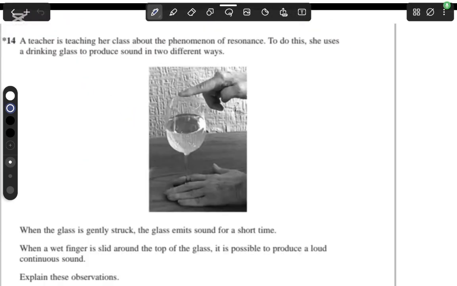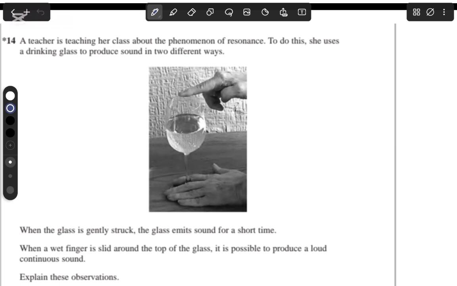A teacher is teaching her class about the phenomenon of resonance. To do this, she uses a drinking glass to produce sound in 2 different ways. When the glass is gently struck, the glass emits sound for a short time. When a wet finger is slid around the top of the glass, it produces a loud continuous sound. Explain these observations in terms of resonance.